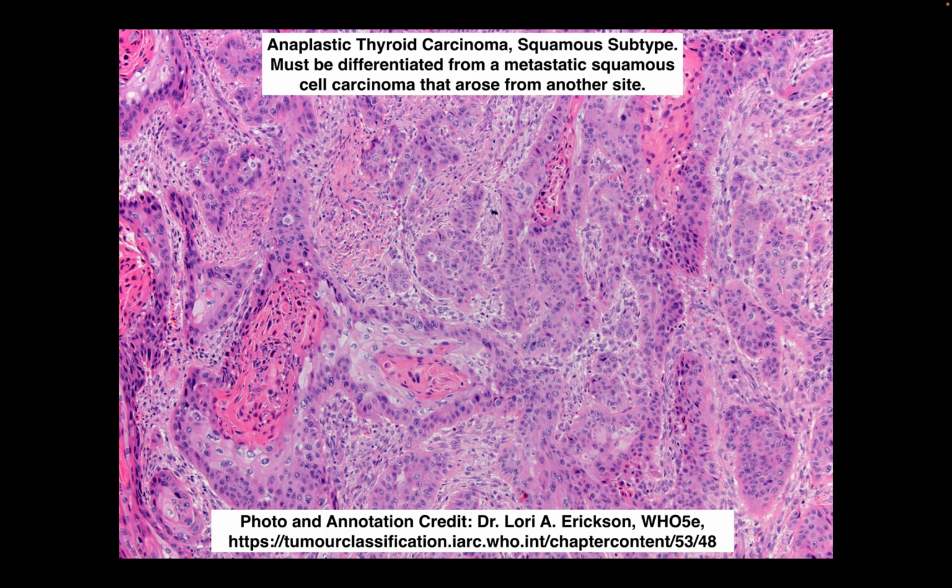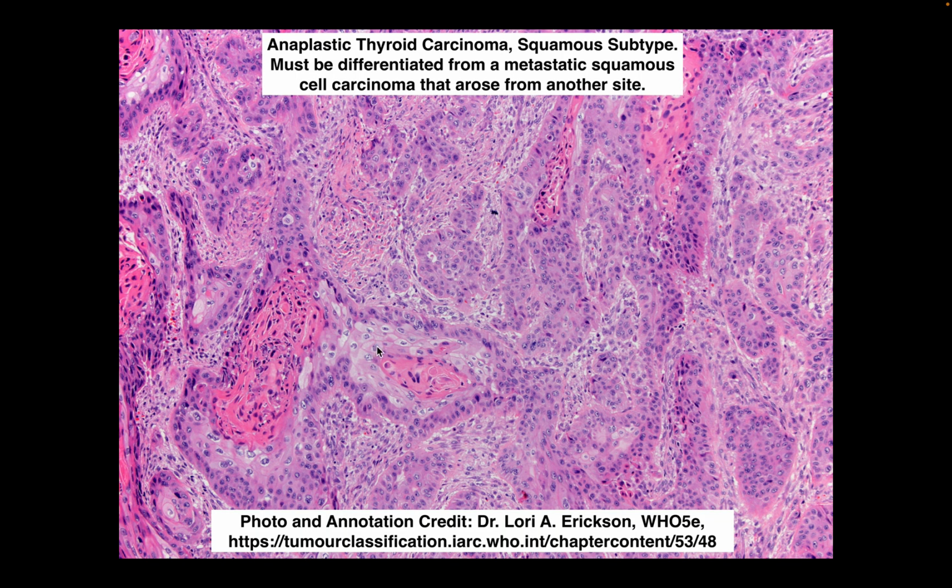Here is anaplastic thyroid carcinoma, squamous subtype. And you have to differentiate this from a metastatic squamous cell carcinoma that arose from another site. One thing that can help you is seeing a component of a differentiated thyroid carcinoma, such as a papillary thyroid carcinoma or follicular thyroid carcinoma. In this field of view, we don't appreciate any differentiated thyroid carcinoma. So it's really hard to assess whether this is just anaplastic with squamous subtype or a metastatic squamous cell carcinoma.